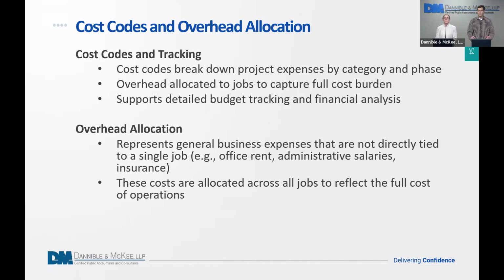And then you should have an overhead allocation on your jobs as well. This is representing general business expenses that are not directly tied to a single job. Your office rent, admin salaries, insurance costs. Again, they should be allocated across all jobs to reflect the full cost of operations. Simply put, you would take a percentage of overhead and allocate that to your costs on your WIP schedule.